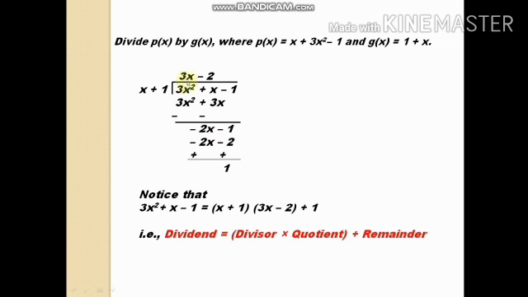Then we will multiply this x by minus 2. We will get minus 2x minus 2. It means the remainder we will get as 1. So notice that, student, here 3x square plus x minus 1 equals the divisor, it means x plus 1, into the quotient, it means 3x minus 2, plus the remainder, which is 1. This is a very important relationship you have to remember. Dividend equals divisor into quotient plus remainder.